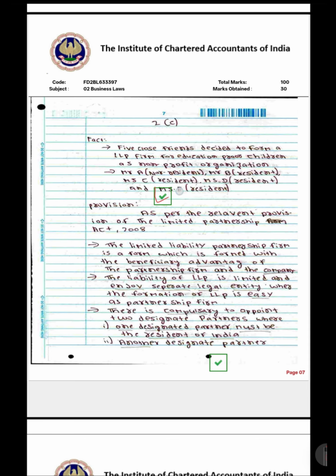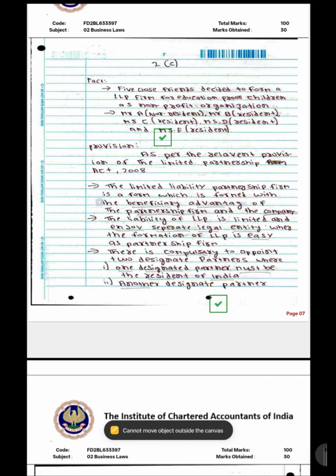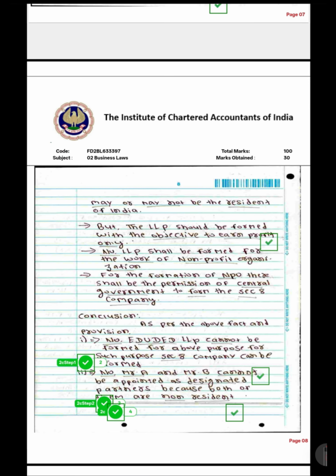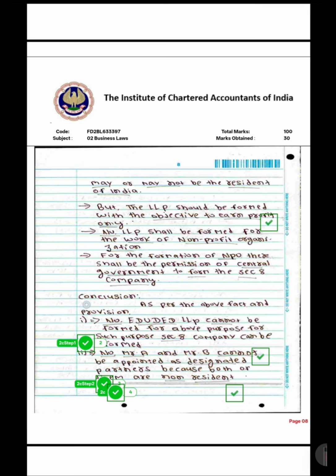Although the checker has given me a right here, after that I wrote the provision. Again I wrote 'relevant provision' because I hadn't read the section, and then I started with the provision again in arrow form rather than writing in paragraphs, and I highlighted the keywords. And after that I wrote the conclusion here.